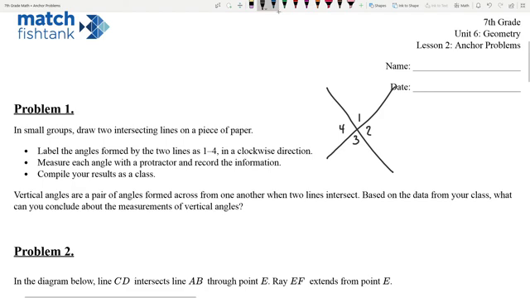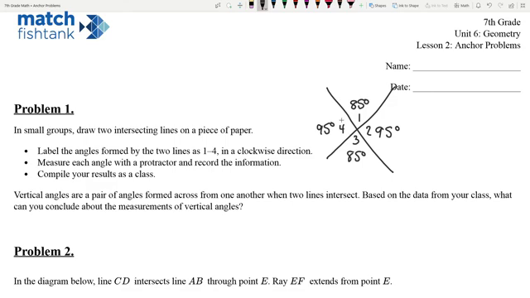I don't have a protractor on my screen. I am so sorry. But I'm going to say this is 85 degrees, that this is 95 degrees, that this is 85 degrees, and this is 95 degrees with my protractor in my mind.